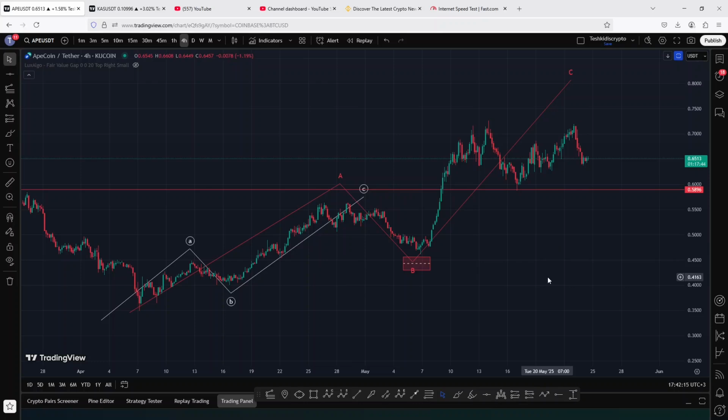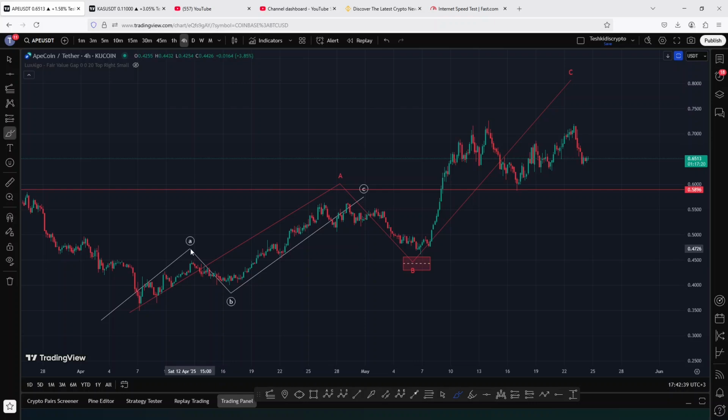Apecoin continues to hold above a key area of support above the 0.5896, and on today's update video I will be discussing Fibonacci key areas of supports that we need to continue holding above in the next coming hours and also days. So make sure that you stick around till the end of the video.